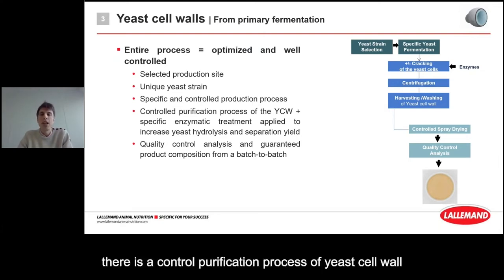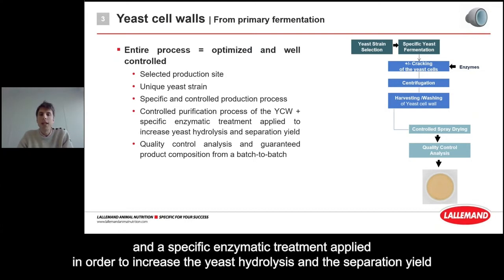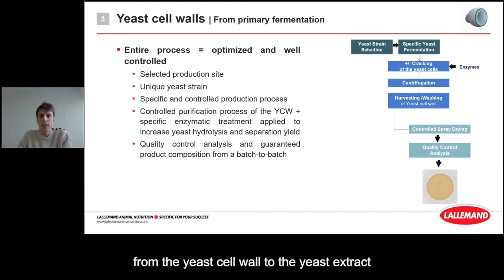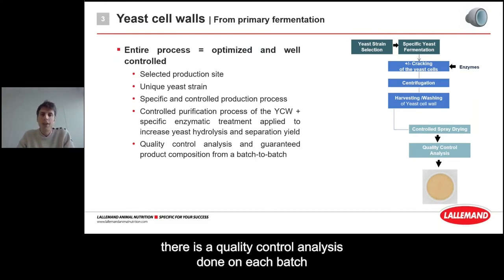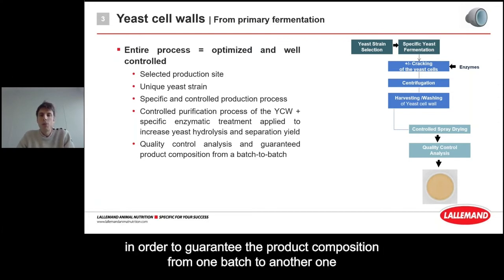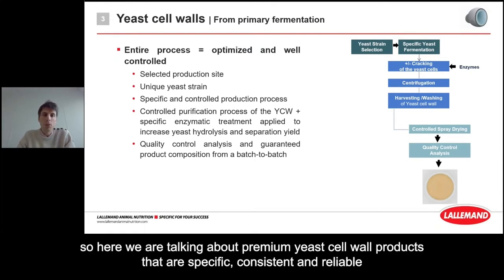There is a controlled purification process of yeast cell wall and a specific enzymatic treatment applied in order to increase the yeast hydrolysis and the separation yield from the yeast cell wall to the yeast extract at the end, and to concentrate the final product in yeast cell wall. There is a quality control analysis done on each batch in order to guarantee the product composition from one batch to another. So here we are talking about premium yeast cell wall products that are specific, consistent, and reliable.